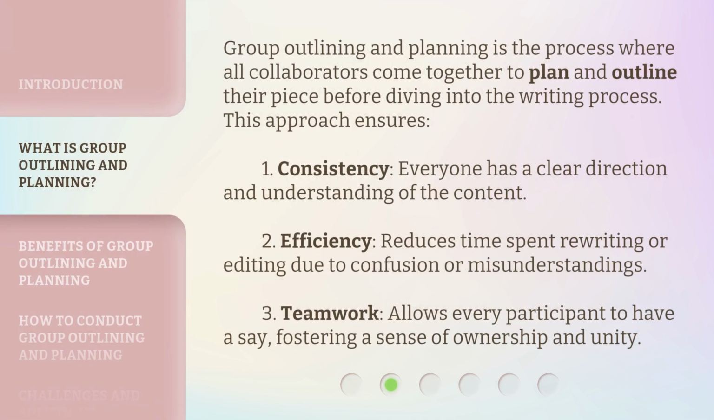Group outlining and planning is the process where all collaborators come together to plan and outline their piece before diving into the writing process. This approach ensures: 1. Consistency. Everyone has a clear direction and understanding of the content. 2. Efficiency. Reduces time spent rewriting or editing due to confusion or misunderstandings. 3. Teamwork. Allows every participant to have a say, fostering a sense of ownership and unity.